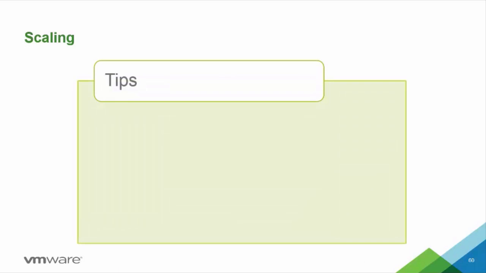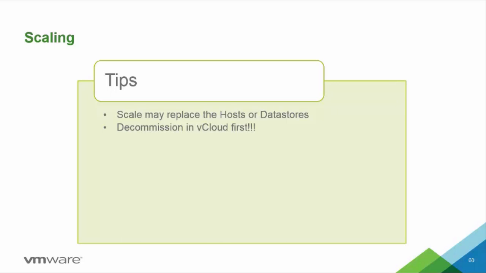So a tip that we'll have based on the scaling is that as we're scaling, and again we mentioned scaling out rather than scaling up, so we're not going to be adding new stuff to the cluster, but there may come a time where we actually need to replace what we currently have in the cluster. So if we get a new host or new data stores, we need to add those in as we're scaling. And a recommendation that we'd have here is to decommission in vCloud first.